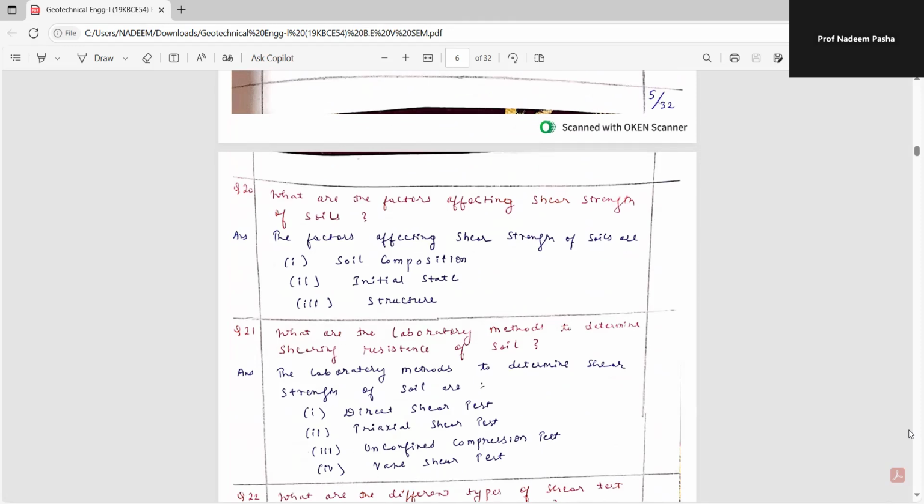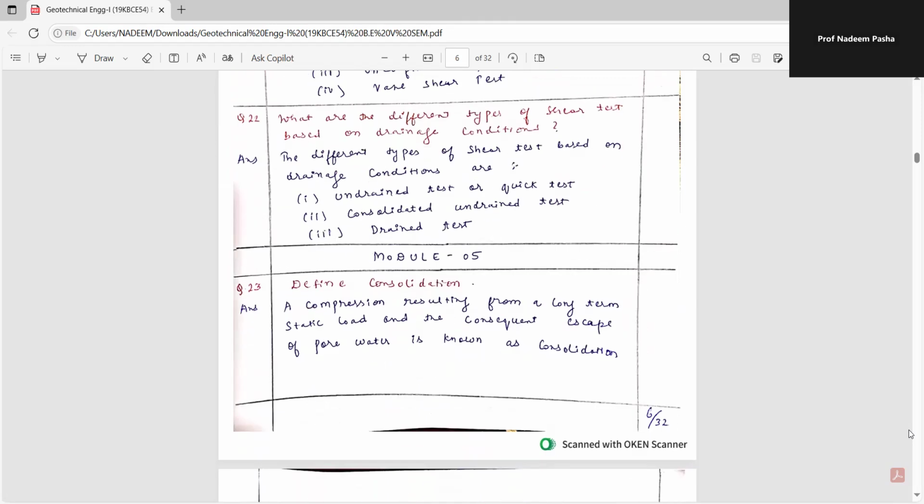What are the factors affecting shear strength of soil? Soil composition, initial state and structure. What are the laboratory methods used to determine shear strength of soil? Direct shear test, triaxial shear test, unconfined compression test, vane shear test. What are the different types of shear test based on drainage condition? Unconsolidated undrained test or quick test, consolidated undrained test, and drained test.